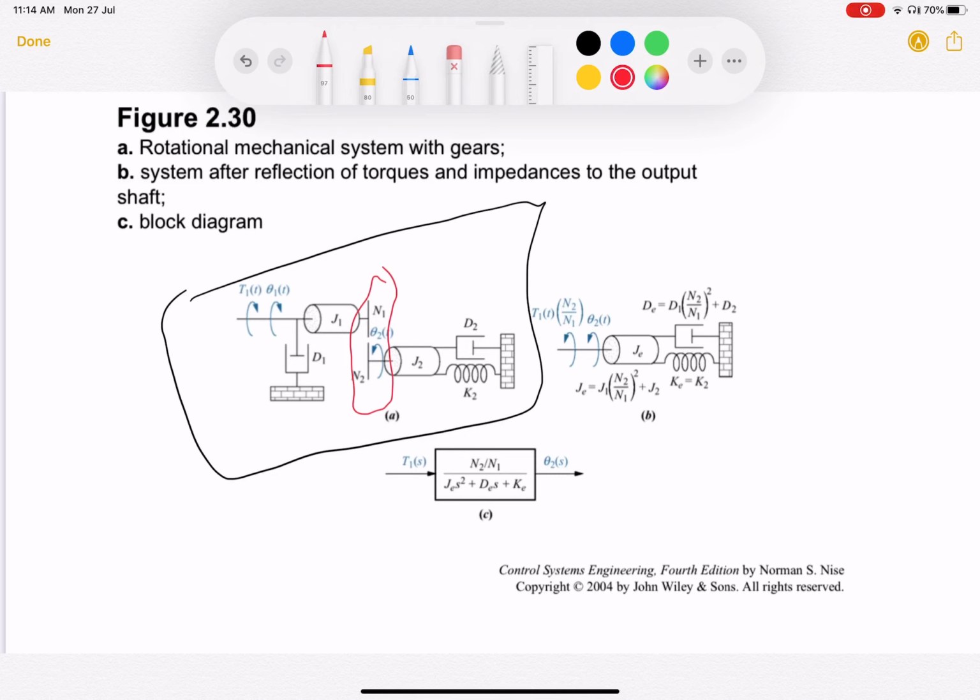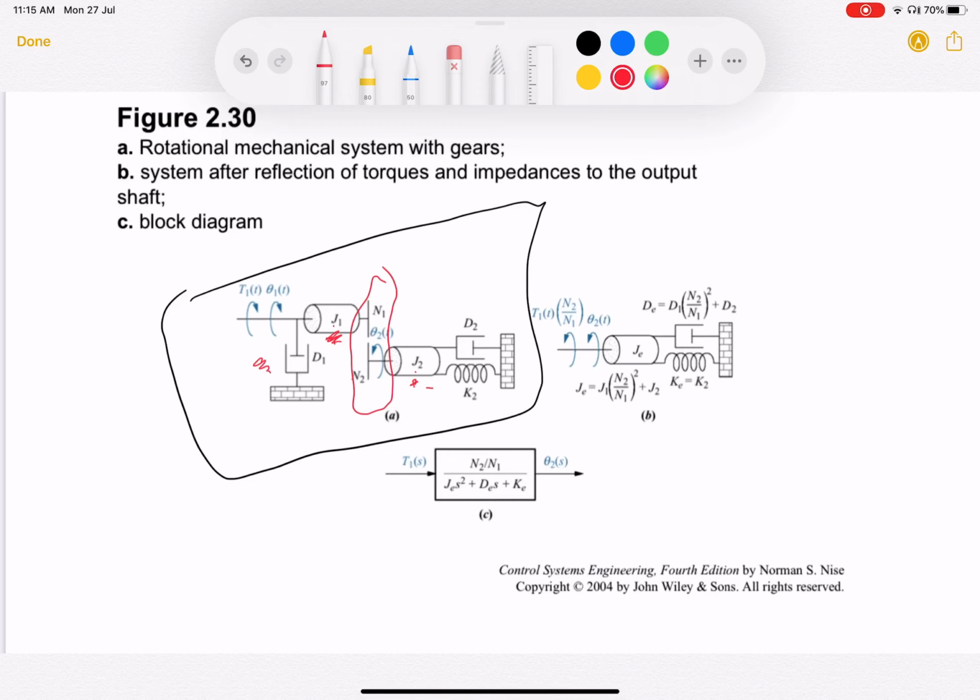So it will have 2 degrees of freedom, one degree of freedom. See, these two inertias are coupled together. So this is 1 degree of freedom, but this damper is separate, and this can be moved despite this inertia being fixed, right? So this is a 2 degree of freedom system.